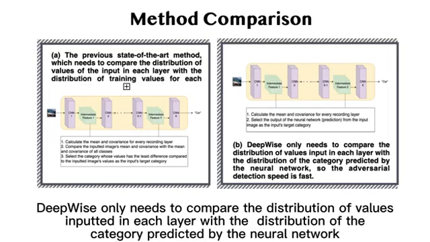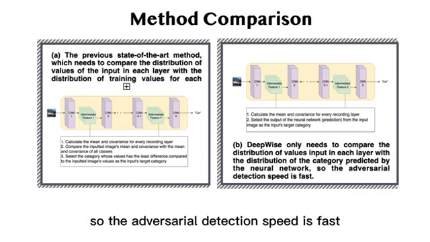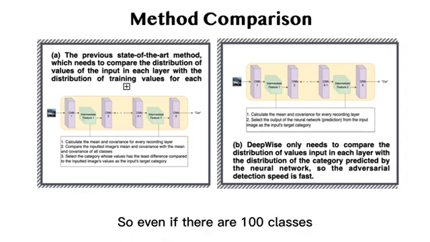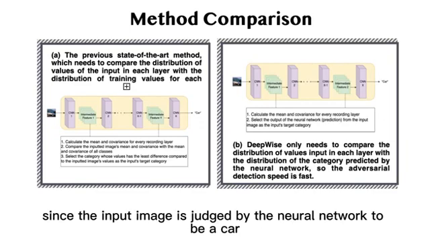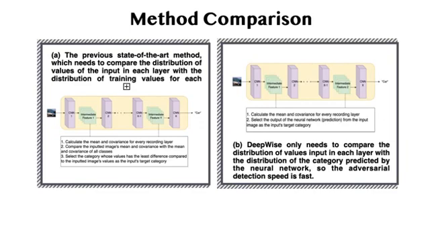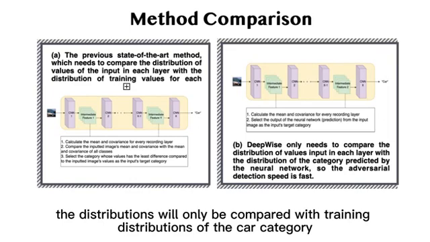However, DeepWise only needs to compare the distribution of values in each layer with the distribution of the category predicted by the neural network. So the adversarial detection speed is fast. So even if there are 100 classes, there will only be one comparison. For example, since the input image is judged by the neural network to be a car, the distributions will only be compared to the training distributions of the car category.